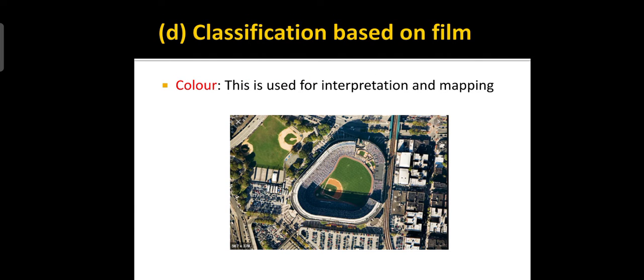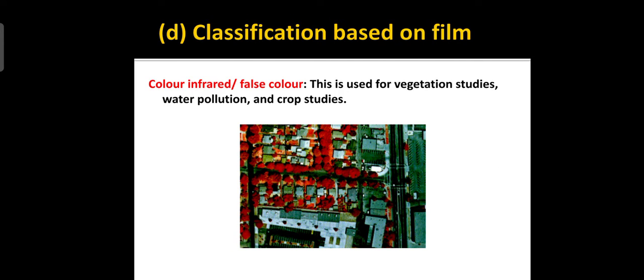Now the color photograph, as we take from mobile phones and so on, is used for interpretation and mapping. Now color IR or false color imagery is used mostly for vegetation studies, because in vegetation studies we have different shades of the red color. The red color will appear more as we see more vegetation. So vegetation will appear in red color.